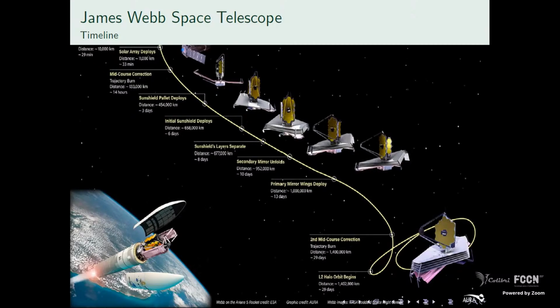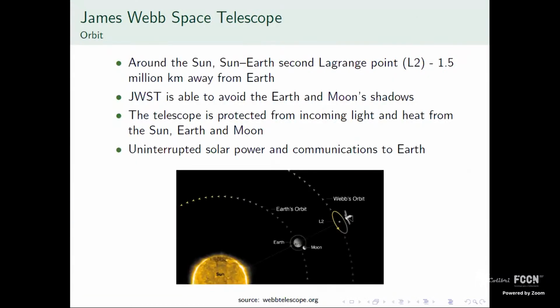Finally, after nearly a month, the James Webb Space Telescope reached the second Lagrange point, where it is in orbit. I'll explain a little bit about the orbit. The telescope is orbiting around the Sun-Earth second Lagrange point. That means it's in synchrony with Earth's orbit around the Sun, so the telescope is at a constant distance from Earth. And that is ideal for a variety of reasons.